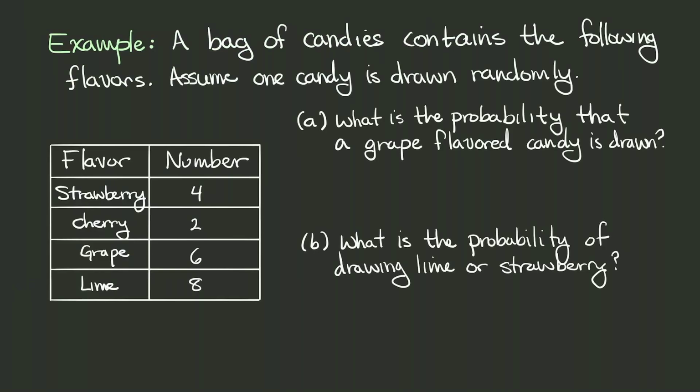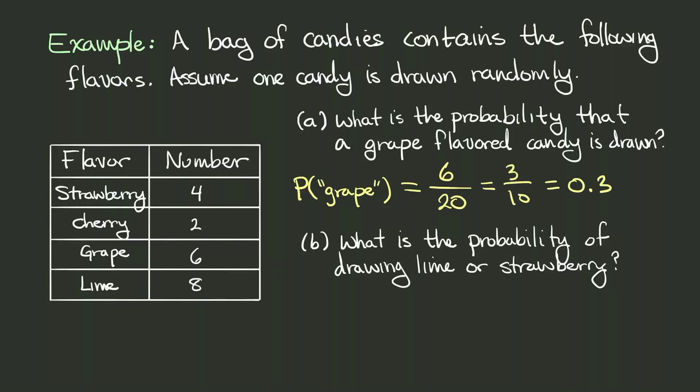Now, assuming that any individual candy is equally likely to be drawn, we can use theoretical probability and compute the probability of drawing a grape-flavored candy by taking the number of ways that we can draw a grape-flavored candy, there are 6 of them, over the total. Now, when we add this up, we're going to have 4 plus 2 is 6, plus 6 is 12, plus 8 is 20. So we'll have 6 over 20. We can reduce this to 3 over 10, which is 0.3 as a decimal.